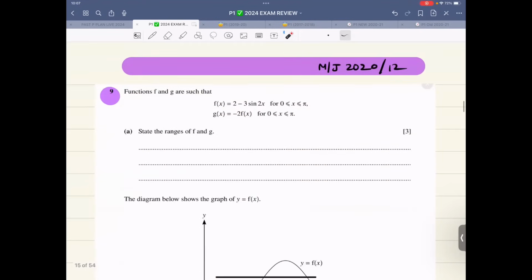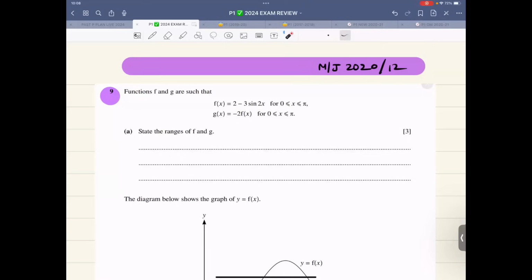Now let's move to trigonometry. Now in trigonometry, we will be having a combination of functions also, and some identities also, and all these things should be there. So now let's look at this question. Now what does this question say? This question says functions f and g are such that f(x) is 2 minus 3 sine 2x for x between 0 and pi. And then it says g(x) is negative of 2f(x) for x between 0 and pi. State the range of f and g.